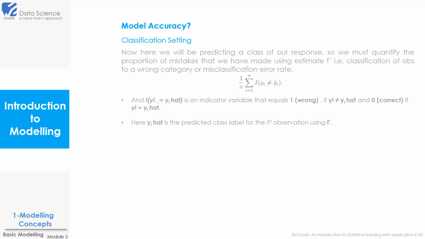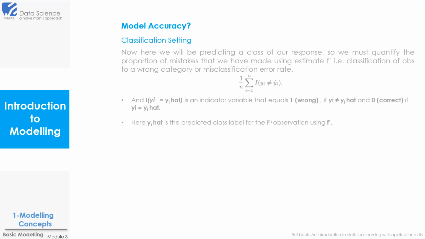It is given by an indicator variable as shown here, which is denoted by I. This simply means it will be equal to 1 if the classification is wrong, that is, if yi, the value of the ith response variable, is not equal to yi hat. And it will be 0 if it is correct, that means yi is equal to yi hat. So yi hat is the predicted class label for the ith observation using our estimated function f hat.